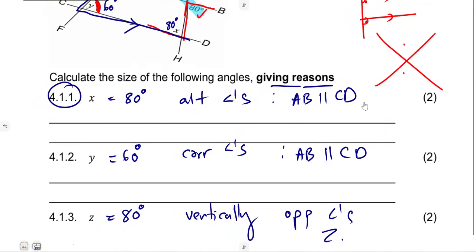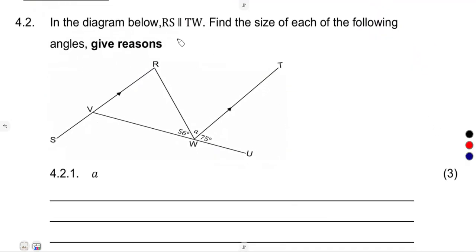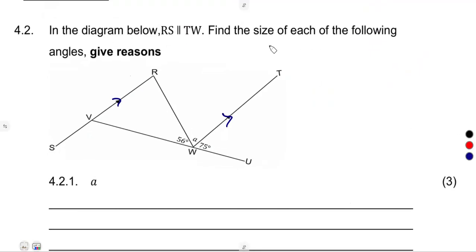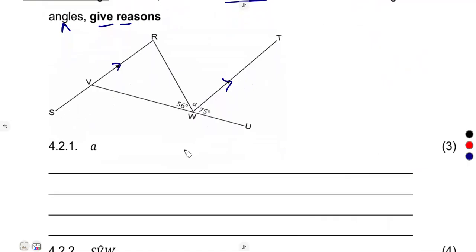So that is how these questions somehow are given. Then 4.2, in this diagram we are given that RS and TW are parallel. So the two lines are parallel. Find the size of each of the following angles. Give reasons. All right, so the first one is angle A. Angle A, this one, has nothing to do with the parallel lines, but we can see that VWU is a straight line.